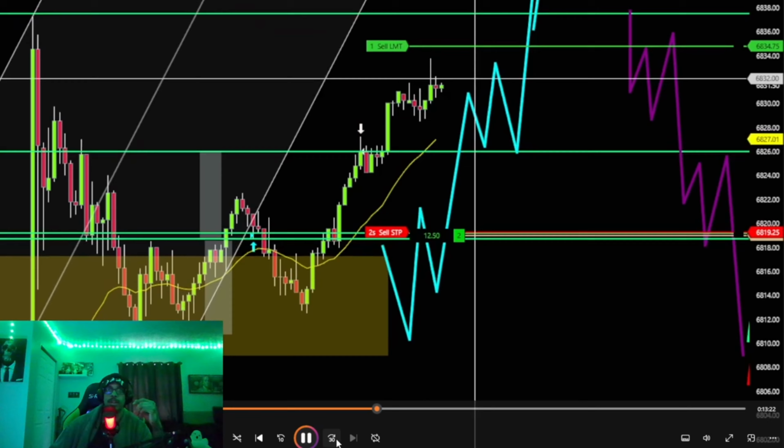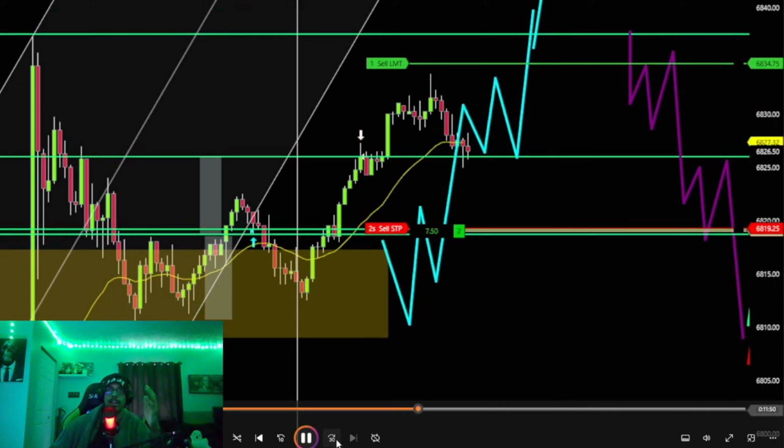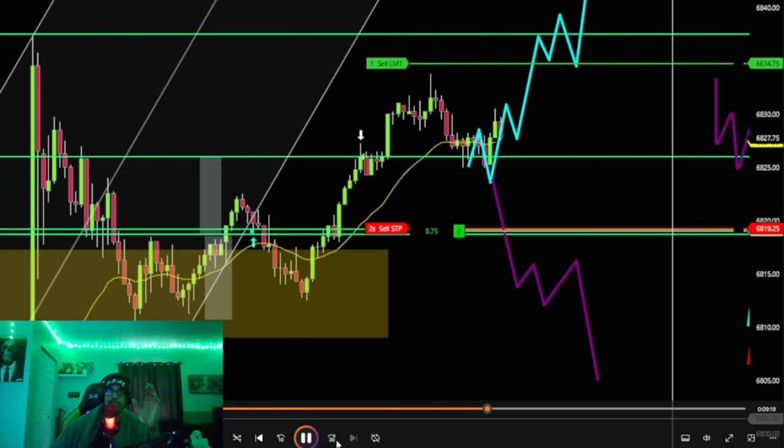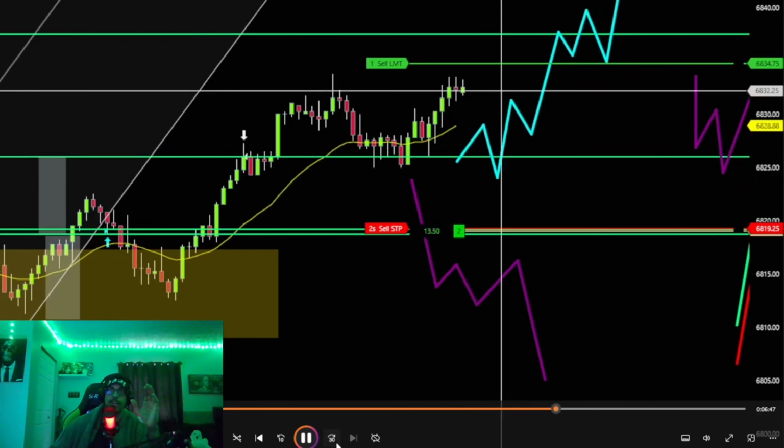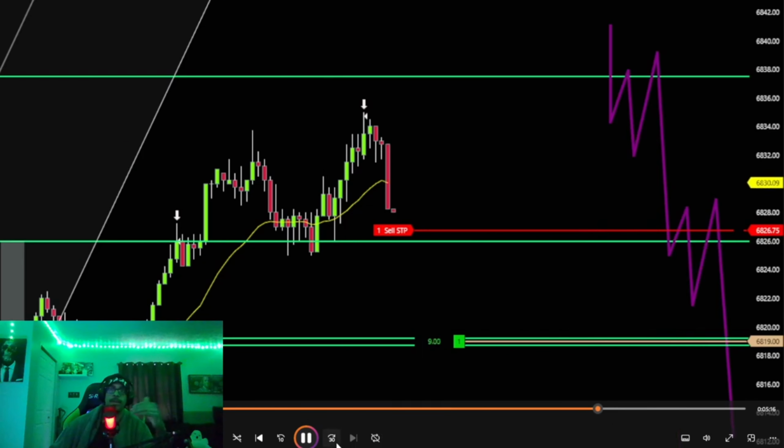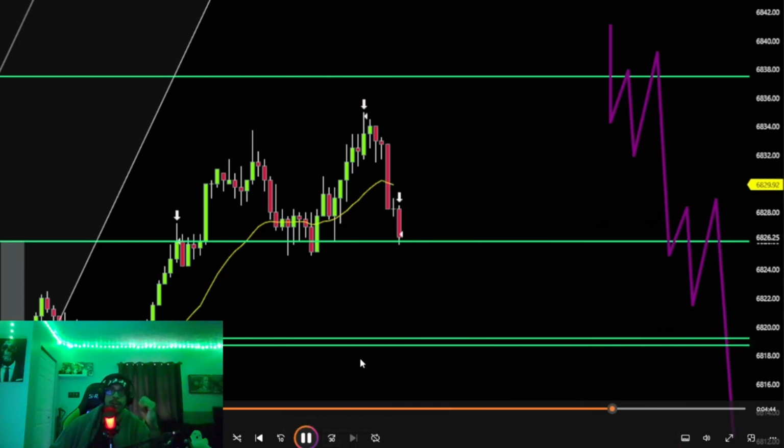But in essence, we ended up getting that next target with a bit of patience. Definitely some patience was required. And then we ended up tightening up our stop loss and then getting trailed out without hitting the extension, okay? Now, all in all, this was a $2,500 trade.